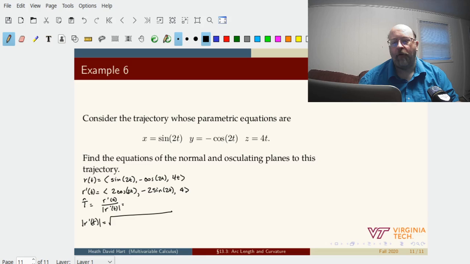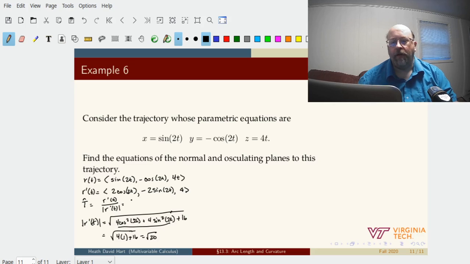That's going to be the square root of, when I square this, I get 4 cosine squared of 2t. When I square this, I get 4 sine squared of 2t. And when I square this, I get 16. And cosine squared plus sine squared, again, give me 1, but this is 4 times 1 plus 16, which is the square root of 20. So that's the magnitude here.